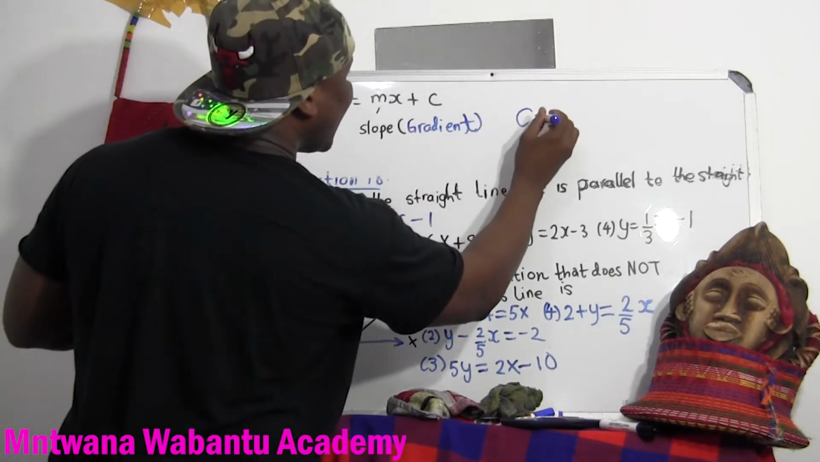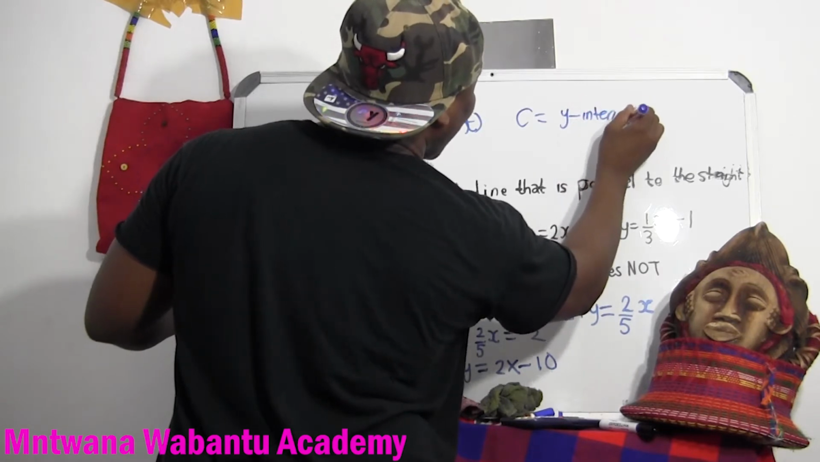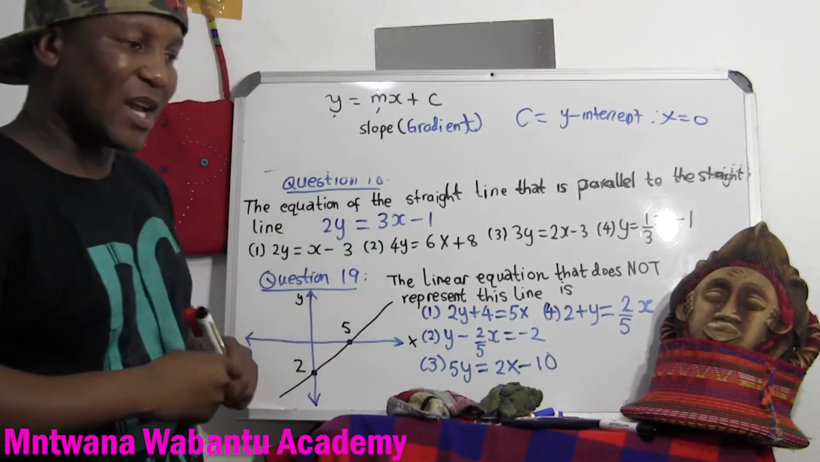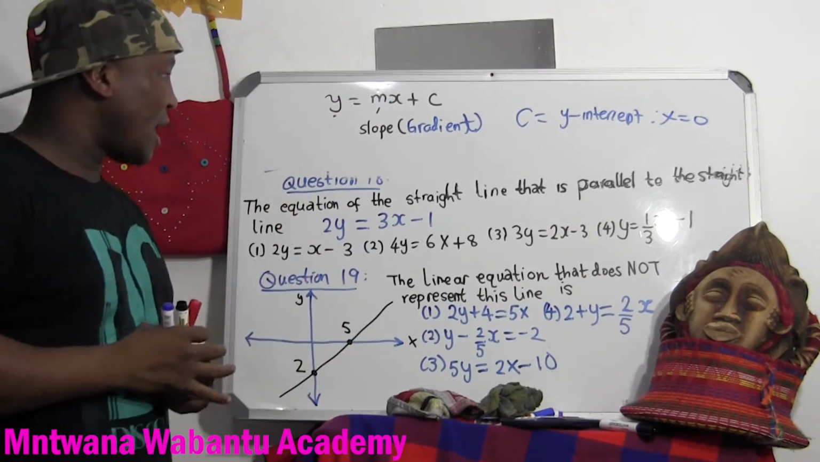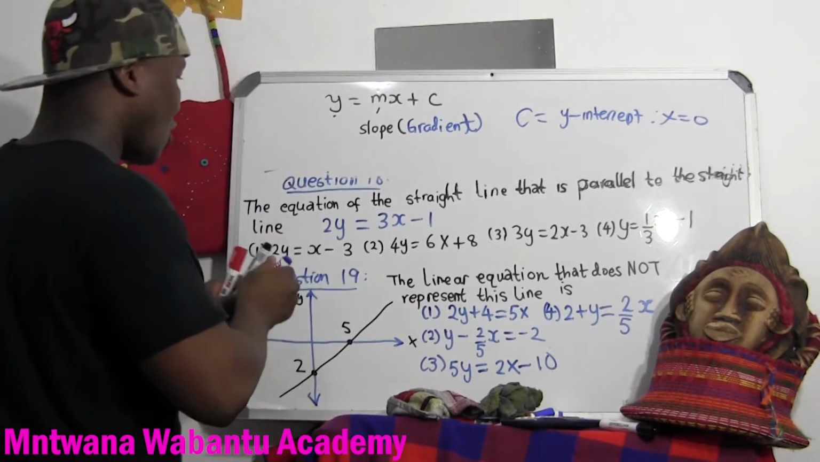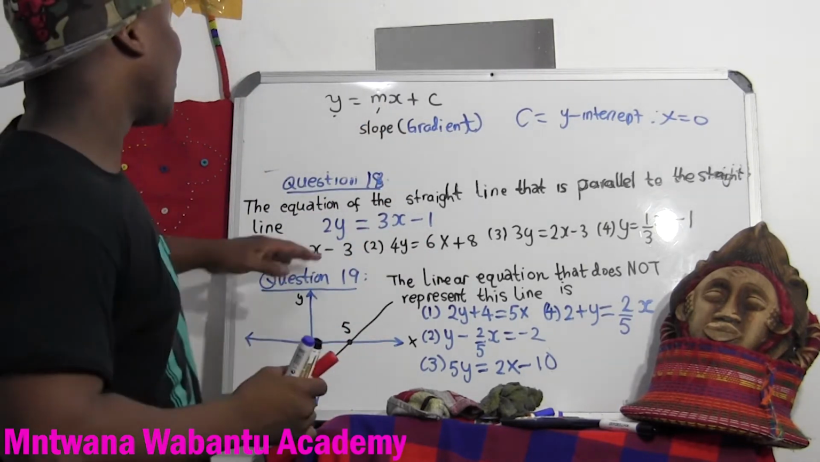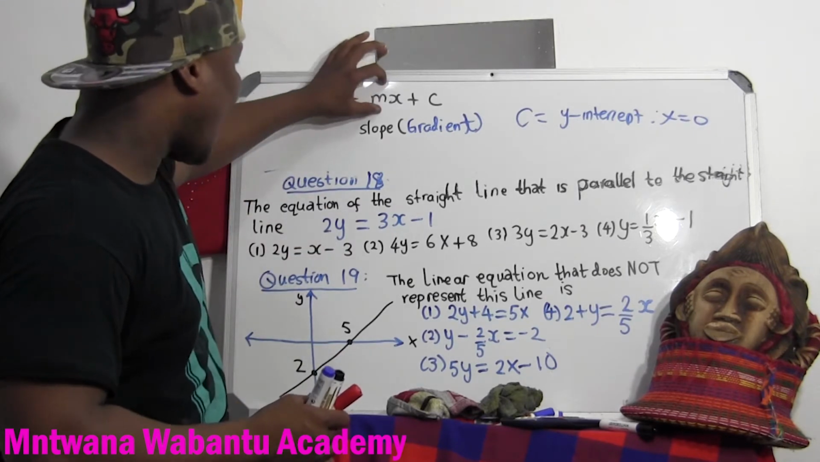And c is the y-intercept, and at the y-intercept, x is equal to 0. Guys, I'm going to put a link below so you can learn all these questions of the line in depth. Okay, so now we know m represents the slope. So first and foremost, I'm going to have to rearrange this equation so that it can be in this format, meaning y has to be alone, mx plus c.